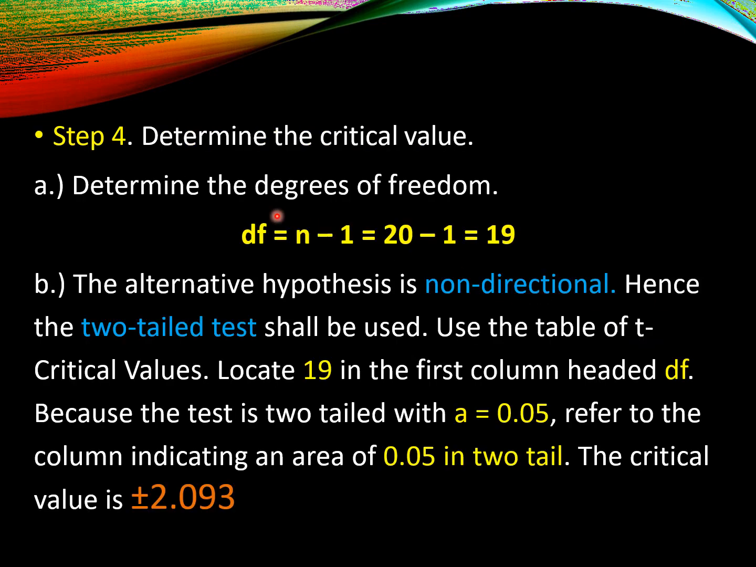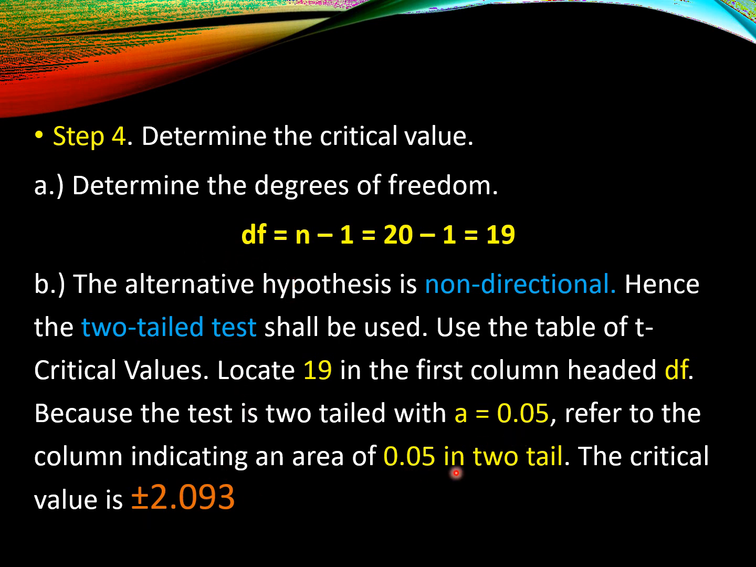Step 4, critical value, finding for the critical value. Of course, first, find for the degrees of freedom, which is equal to 19. So, non-directional siya. Two-tailed test tayo, which is 0.05 in two-tail. So, yung makukuha nating critical value is positive and negative 2.09. Sir, bakit positive, negative? O, kasi two-tailed. Yung sa first example natin kanina, hindi ko lang na-include doon. It should be positive and negative as well.